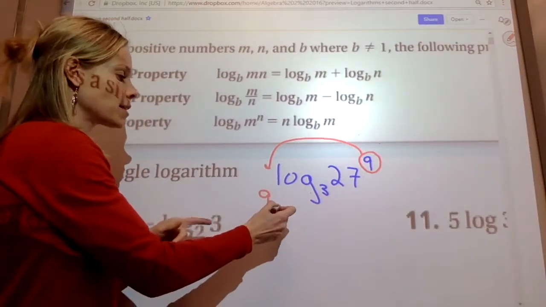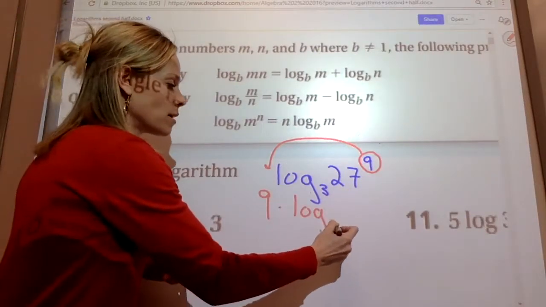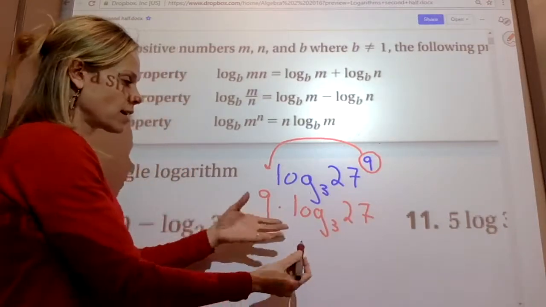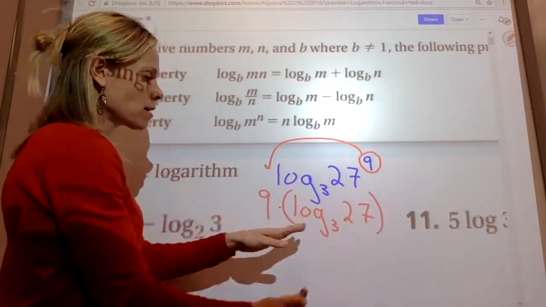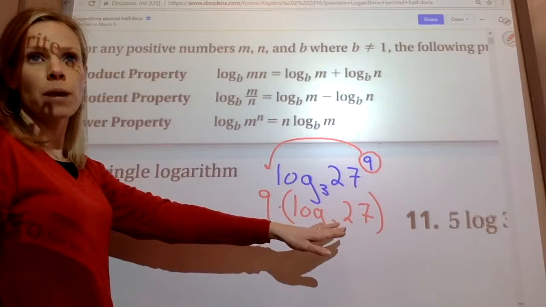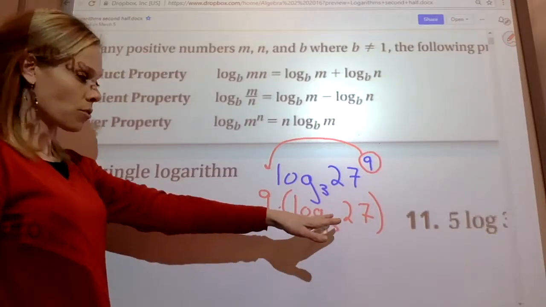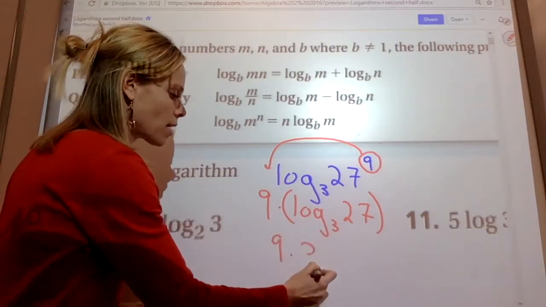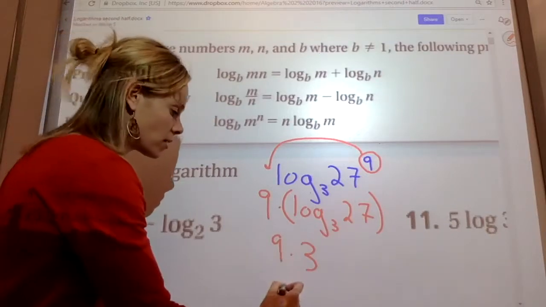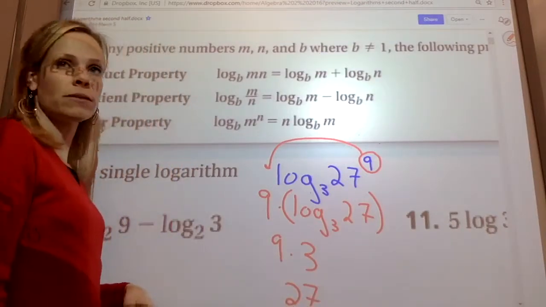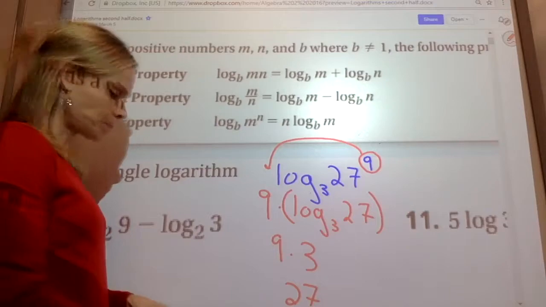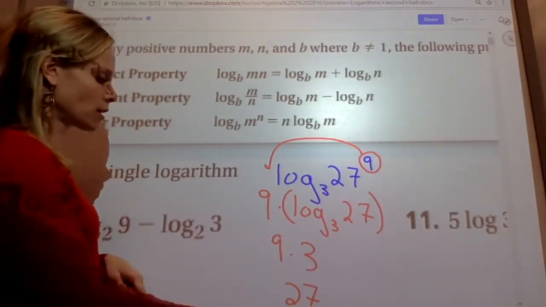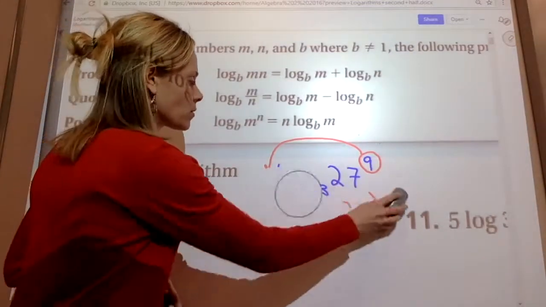and now it becomes 9 times this log, which I can now isolate and solve. 3 to what power is 27? 3. So I'm really doing 9 times 3, which is 27. Okay. All right, so now let's look at some of our notes here and go over those together.